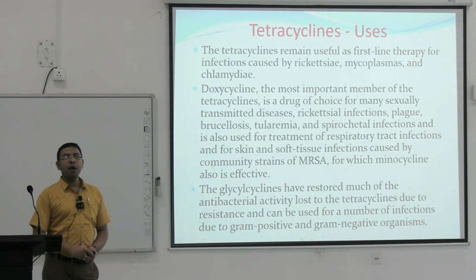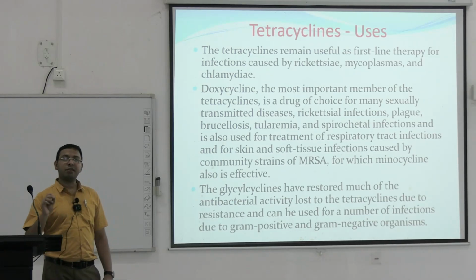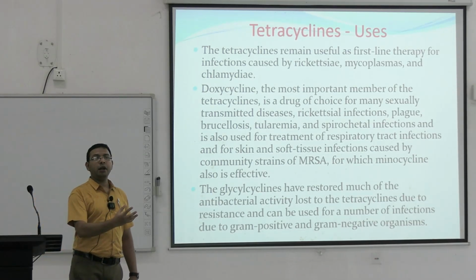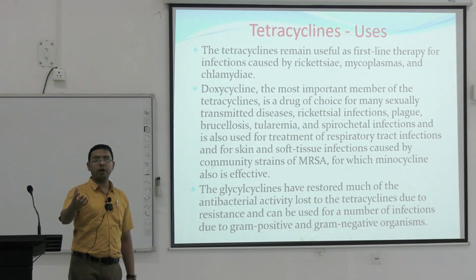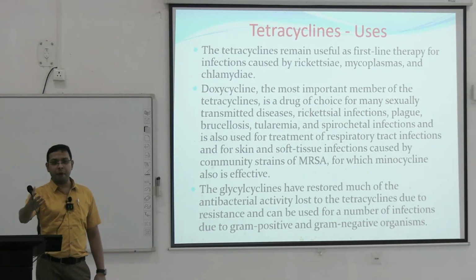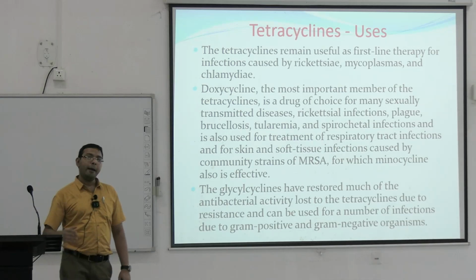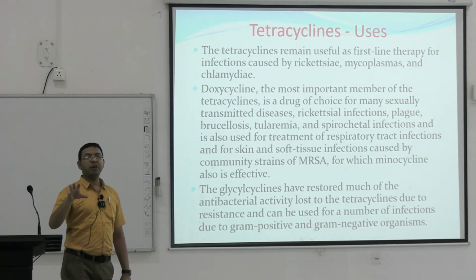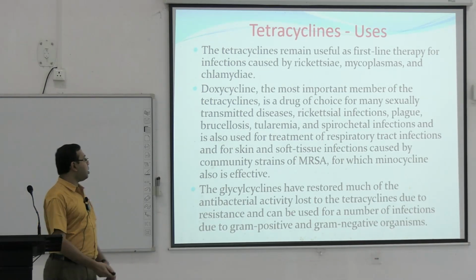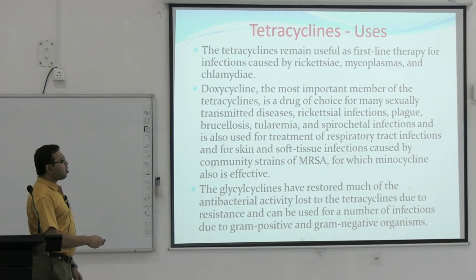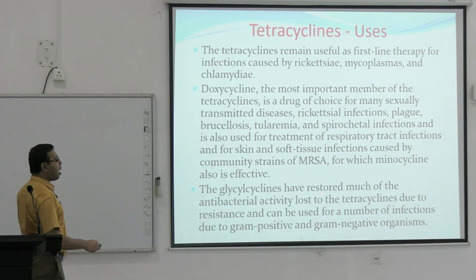Of the MRSA. MRSA means methicillin-resistant Staphylococcus aureus. That is, these staph aureus are resistant to the normal penicillin group of antibiotics that are normally used for gram-positive bacteria. You will read about penicillins later. But when this becomes resistant, we can use doxycycline, or minocycline, or different other tetracyclines. The glycylcyclines.